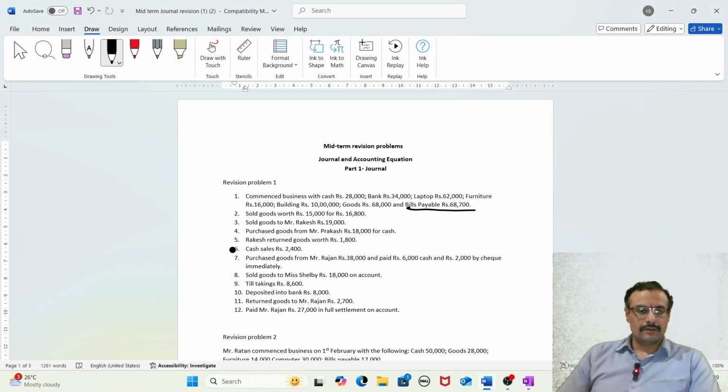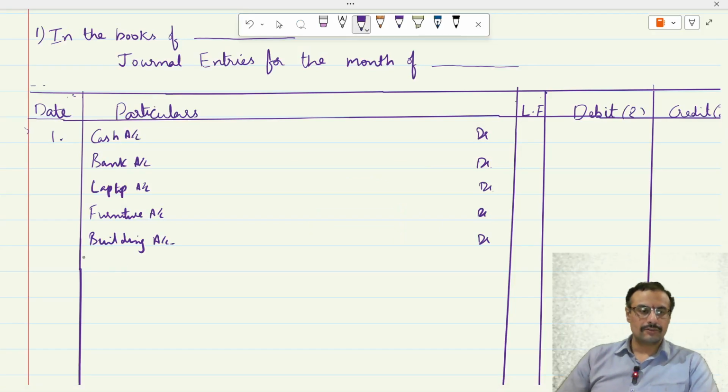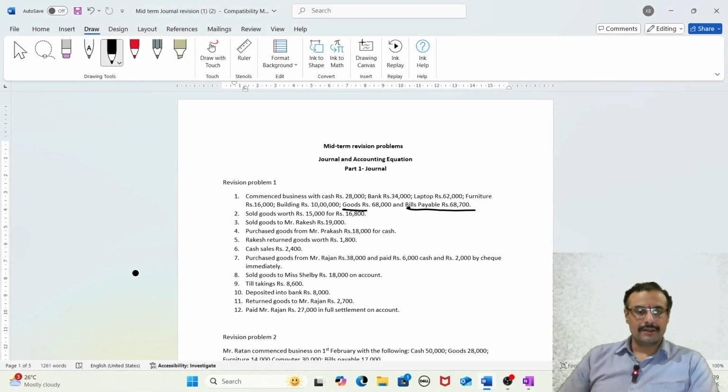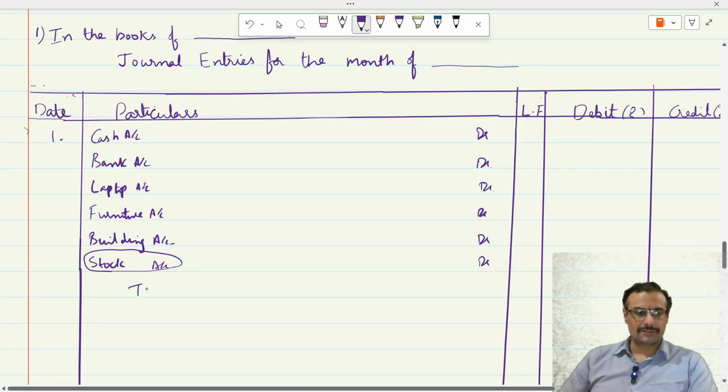Then goods. Now this goods, whenever the owner gives the goods as capital, we do not call it as goods, we call it as stock. So instead of writing goods account, you should write stock account debit. Be careful about this. This is the one area many students do mistake. It is stock account debit. You need not encircle like this in your exam. Then leave one line, because that is for capital, to capital account.